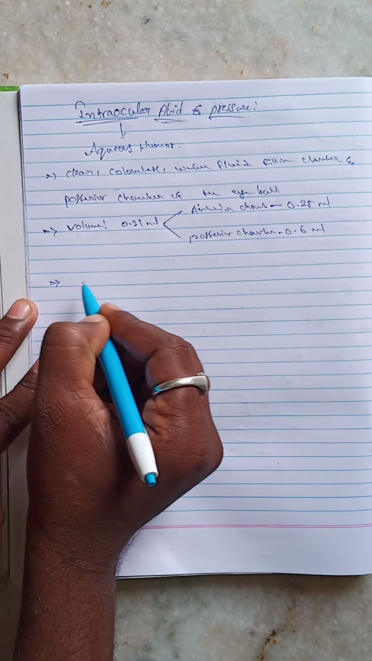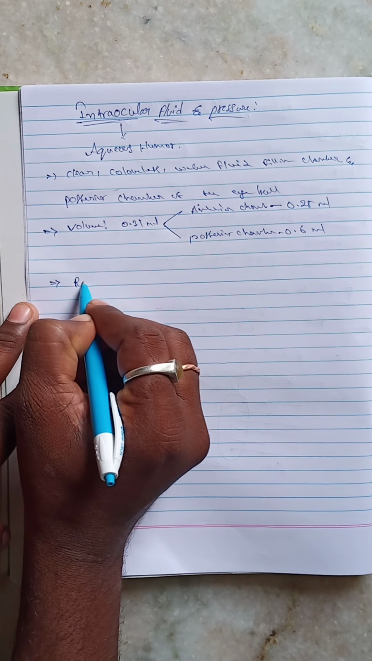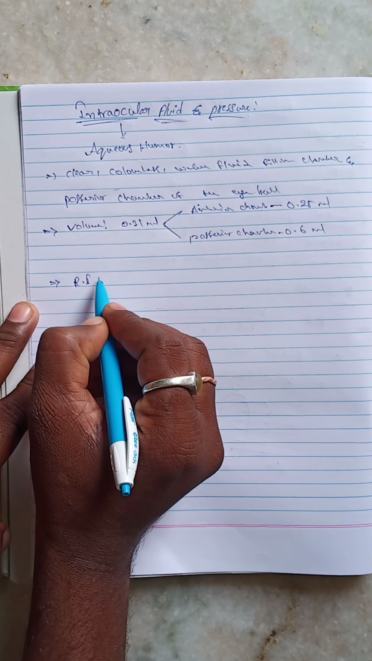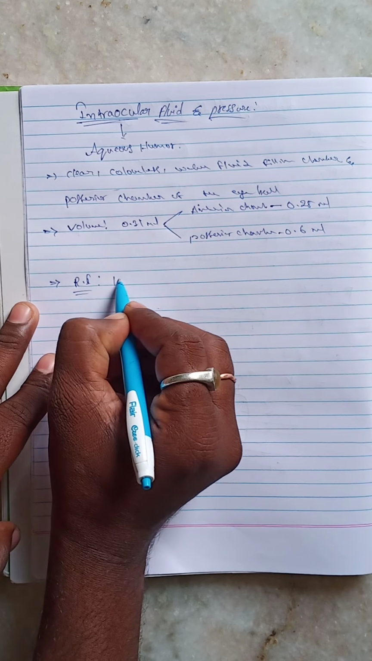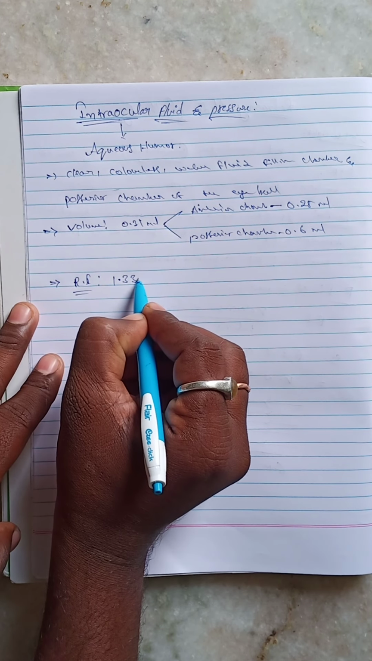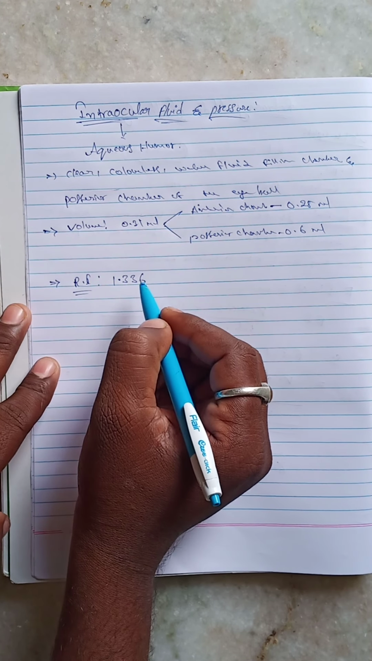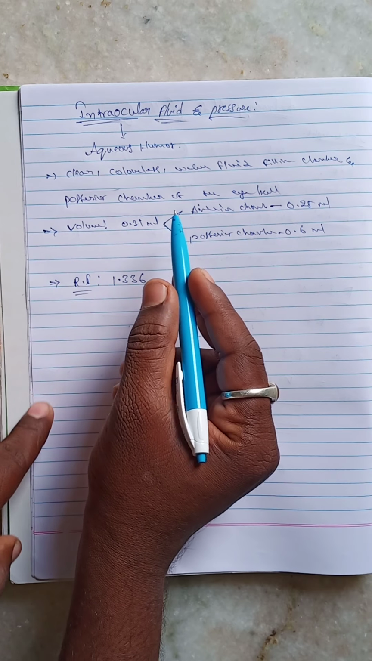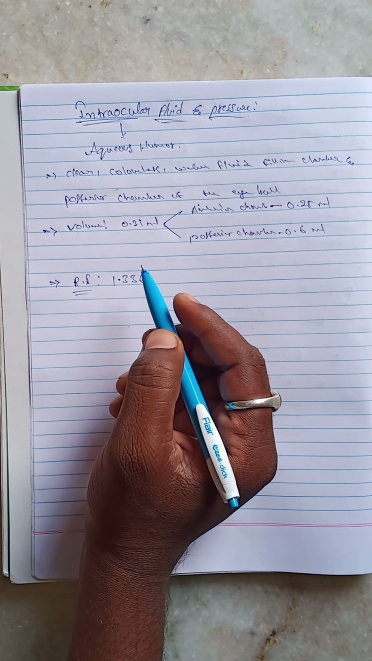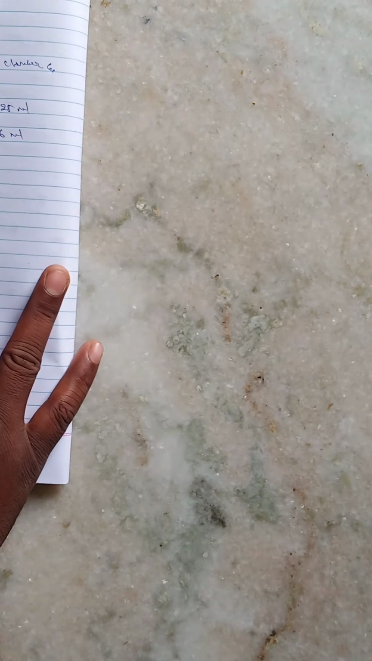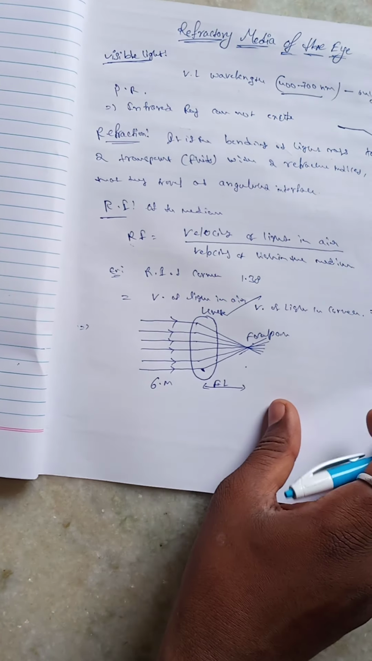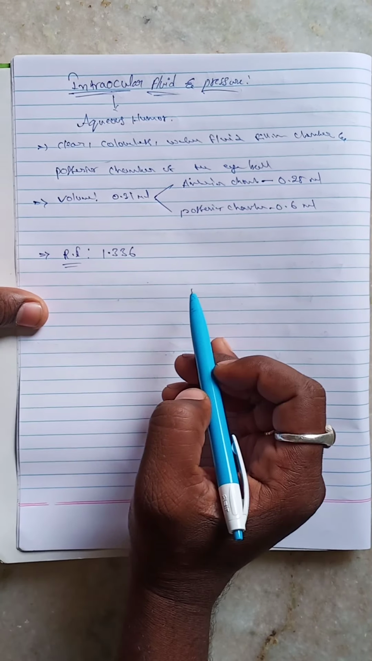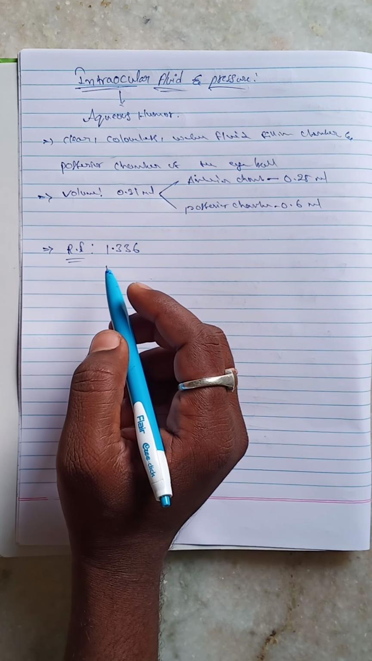The next one is the refractive index. What is the refractive index of the intraocular fluid or aqueous humor? It is 1.336. How is it detected? By using a formula, the refractive index is determined. So this is about the refractive index of the intraocular fluid.